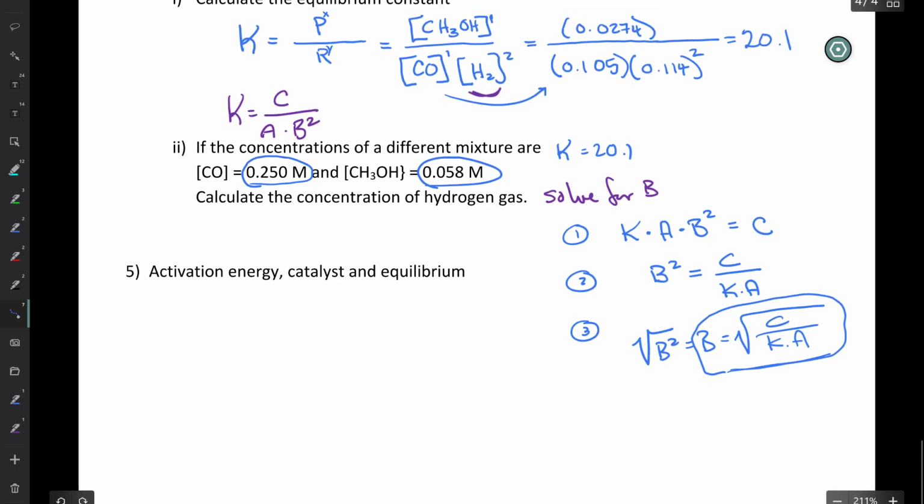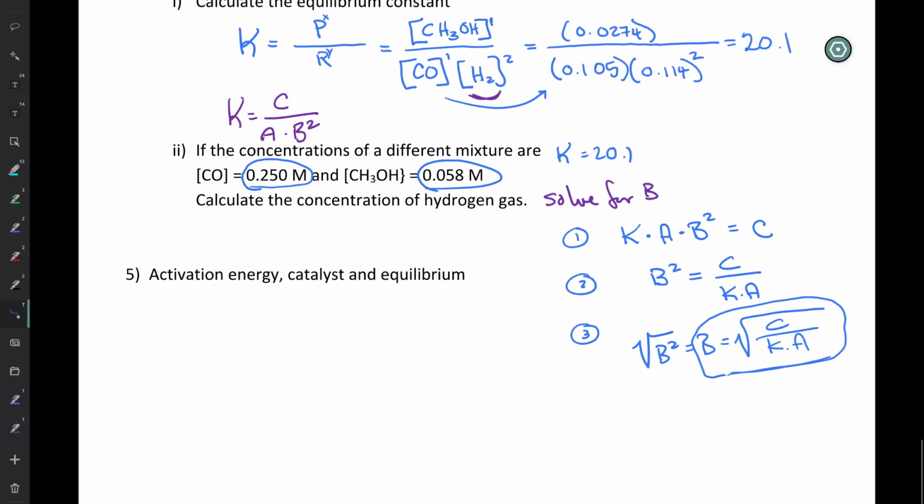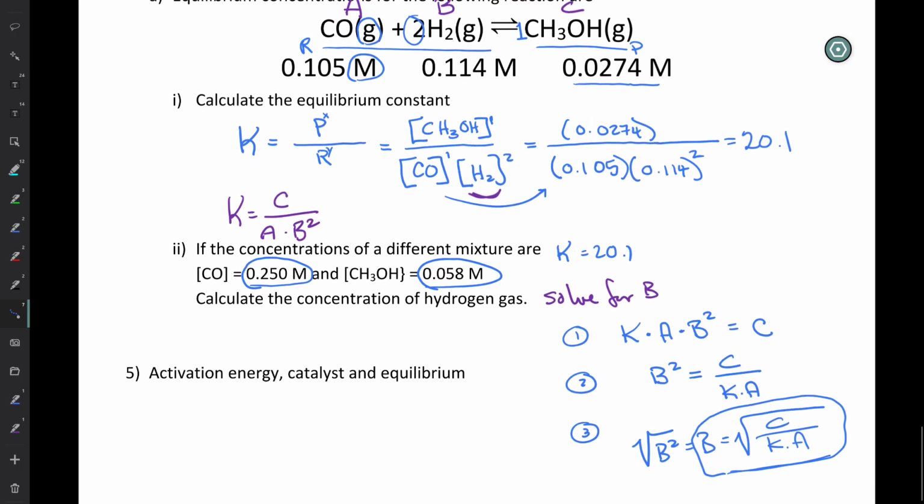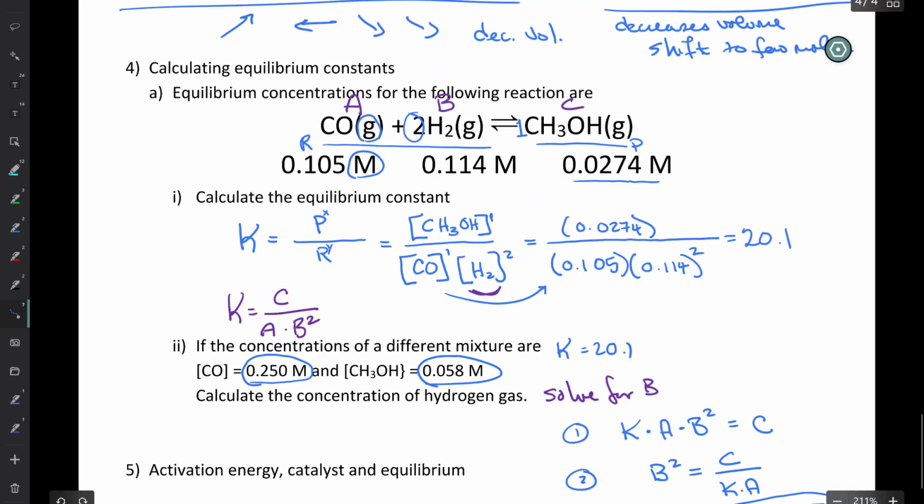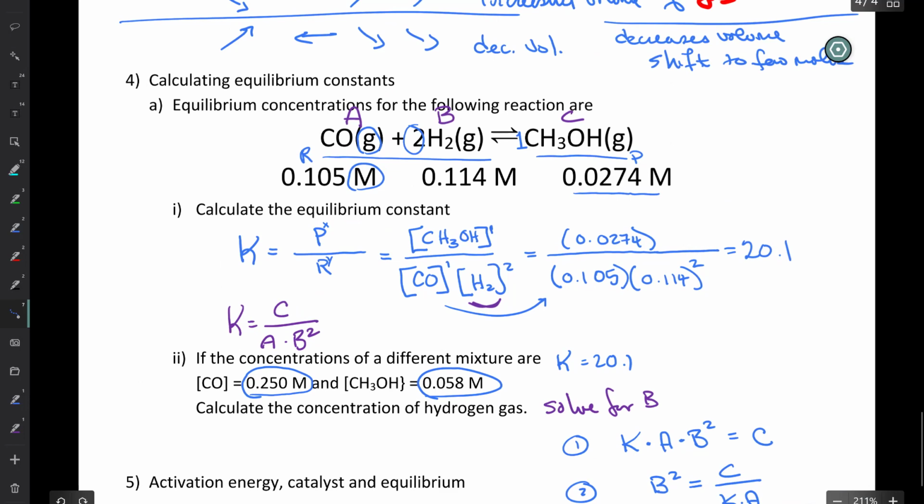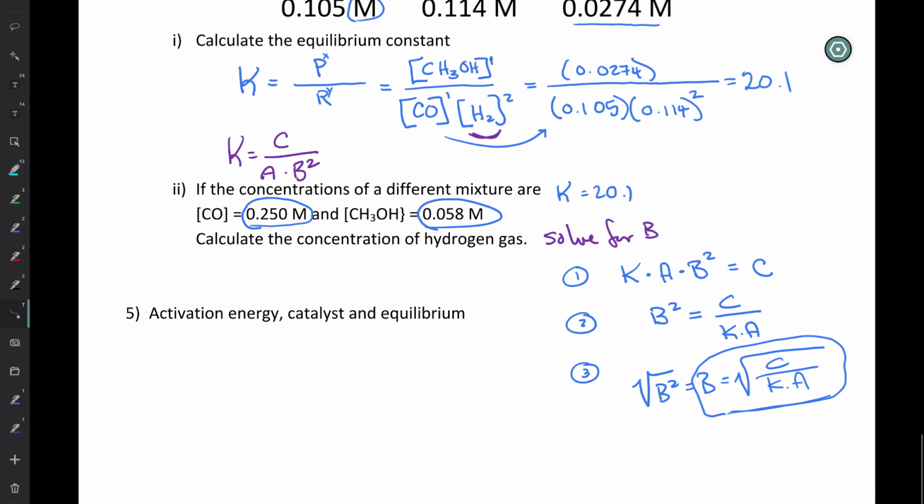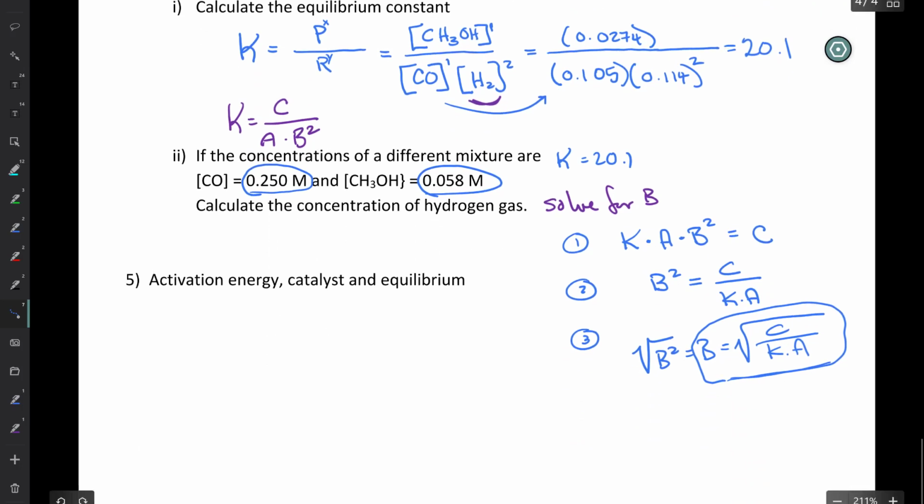This is actually going to be the trickiest part because of the substitutions of A, B, and C. But what you should do in your reaction, like I did, is label A, B, and C at the very top up here. You have to do this in order to write that equation. A is the concentration of CO, and C is the concentration of CH3OH, which is methanol.